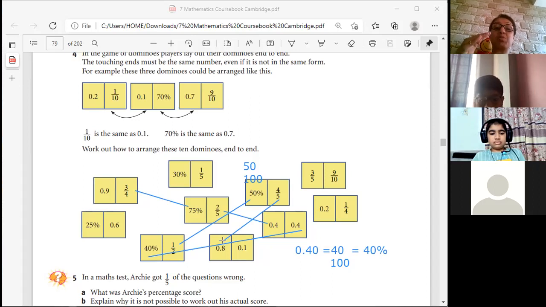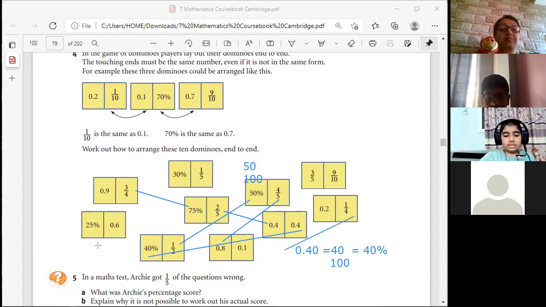See, if we are not getting it, we should look for something which is going to be a domino piece for the further ends, if not the last ends. So if we can connect these things, for example, 1 by 4. 1 by 4 can be 25%. Correct?